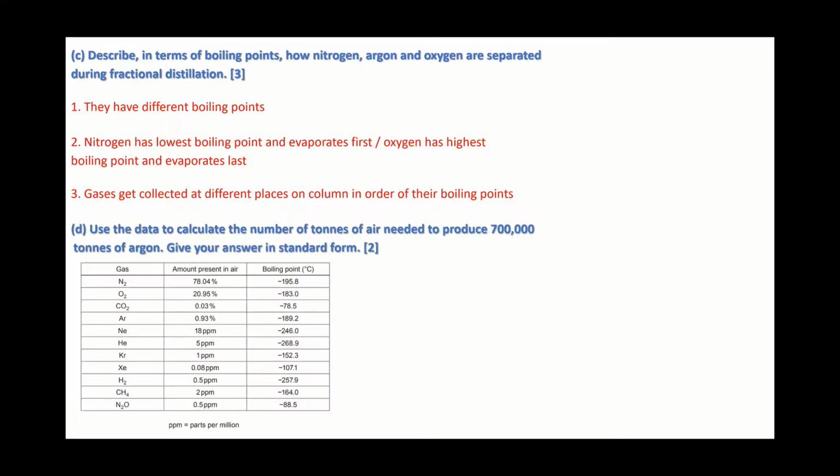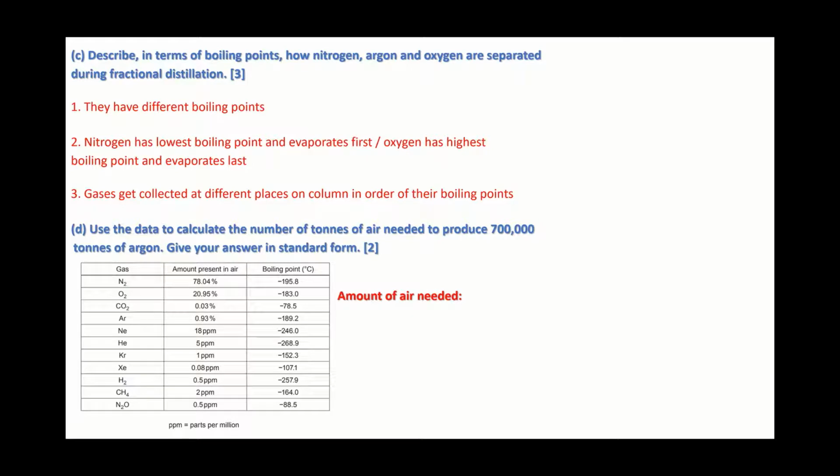Part D then will ask you to use the data from the question once again to calculate the number of tons of air needed to produce 700,000 tons of argon, but in standard form. So to calculate this, you can see that argon makes up 0.93% of the air, and in terms of fractions, that will be 0.93 over 100.